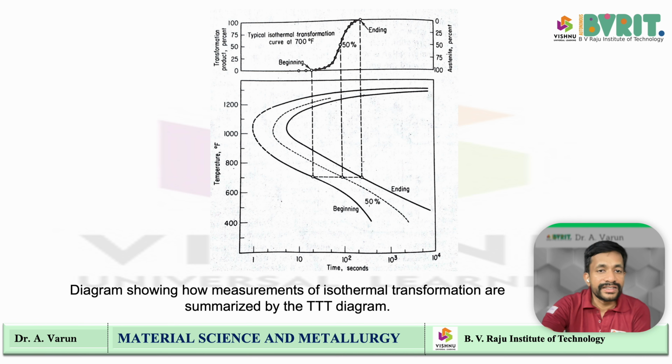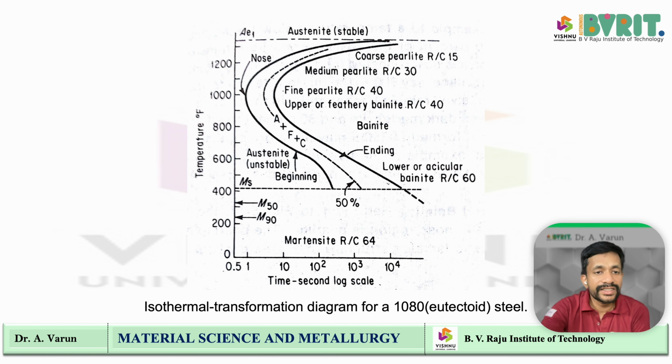What it indicates is nothing but a triple T isothermal curve, which is also called the S curve or a Bain curve. So basically, if you see, you have a nose region. This is the nose region, and above the nose region, you have pearlite, like coarse pearlite, medium pearlite, fine pearlite, and upper feathery bainite.